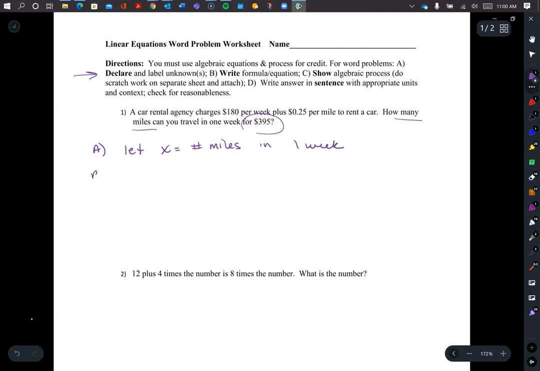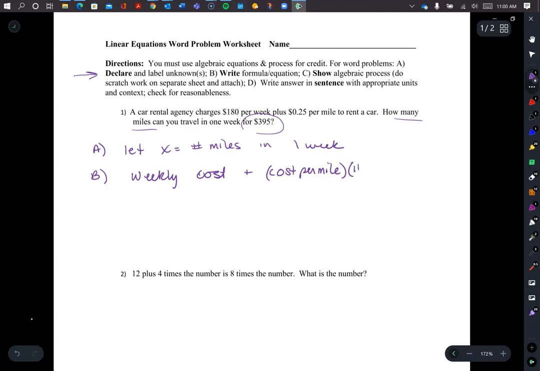Okay, so now part B, I'm going to try to make an equation here. So I'm given that they charge $180 per week. That's commonly called a fixed cost, but we could say kind of like the weekly cost. Plus the overall cost per mile times the number of miles.